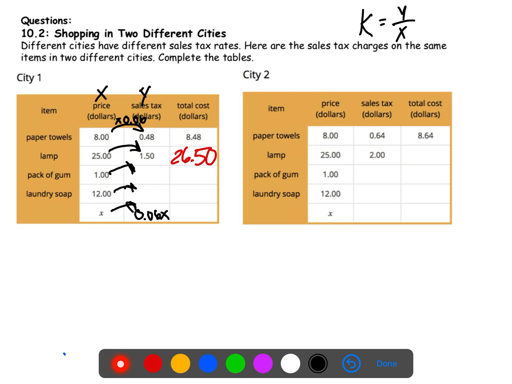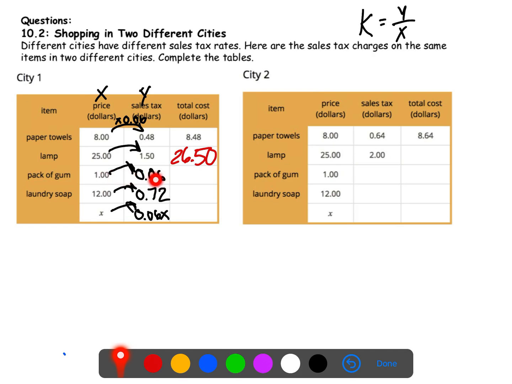For $12, if we multiply 12 by 6 hundredths, 0.06, that is 72 cents. And for $1, it's 0.06. Now this one should have been able to be done without calculating because this is the unit rate. We know that the constant of proportionality comes from the unit rate. So of course, this $1 is going to show us the constant of proportionality as the y value.